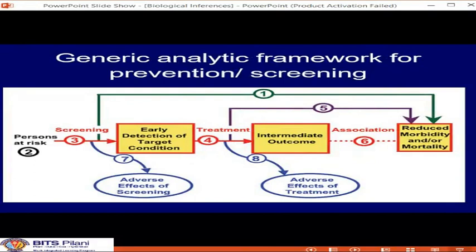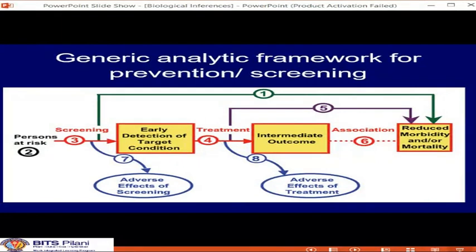Then the first red box is early detection of the target condition. Let us say it is ischemic heart disease. Is there some way to detect it before people get signs and symptoms? The next red box is intermediate outcome. Let us say I look at your heart function using a test called echo. That's an intermediate outcome. It is just telling me how your heart is functioning, not how you feel or how long you live. The last box is reduced mortality or mortality. That is how long you live, your mortality, and how you feel. That's a real hard outcome.